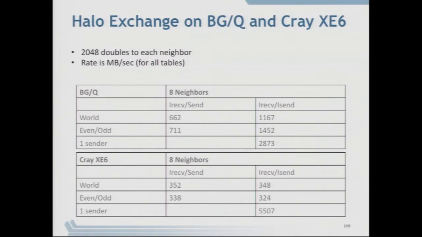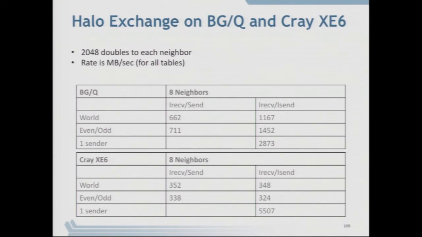Some of those halo exchanges could be sharing a communication link. Blue Gene tends to have pretty nice mappings. The default mapping is pretty good. It's not perfect, but it's pretty good. The Cray's default mapping, I argue, is not so good.